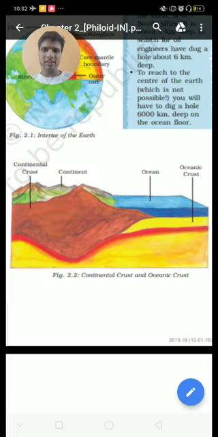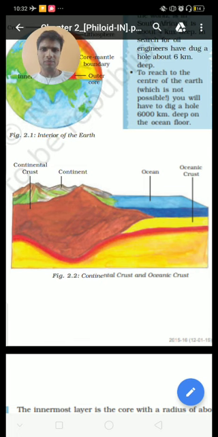Normally, as we said, the crust is the topmost layer of the earth surface, the land surface. The normal land on which we live is called continental crust, and the land which is under the oceanic water is called oceanic crust. Simply remember, the crust means land surface, topmost layer. Even under the water, at the bottom there is a land surface. That land is called oceanic crust.